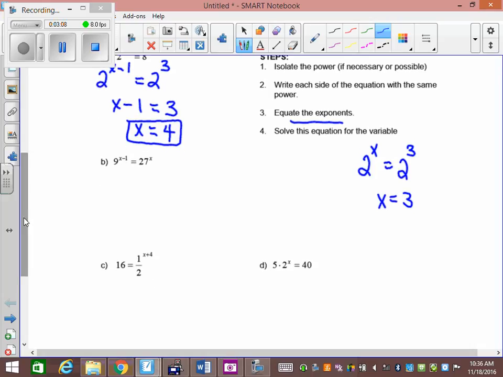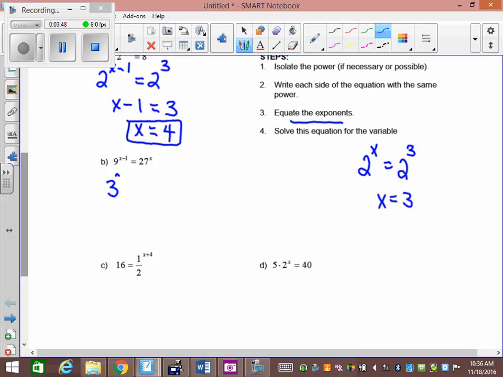Okay. 9 to the x minus 1 equals 27 to the x. What base can I make them both be? Remember, it's not multiplying. So some people are like, well, 3 times 3 is 9, and 3 times 9 is 27, so I can make them both be 3. No, it's like 2 to the exponent 2 is 4, or 3 to the exponent 2 is 9, right? So what base could I make them both be where I could raise them to a power that they'd have the same base? 3. Yes, good job.